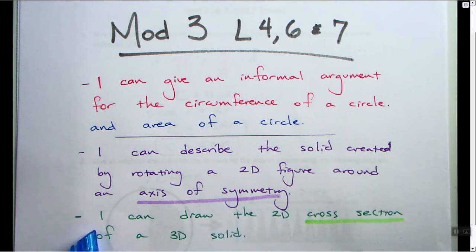Okay, we're also talking about drawing a 2D cross section, that's a new word for us, of a 3D solid. If you cut a 3D solid, you'll get a cross section, and we'll talk about what that means a little bit later.